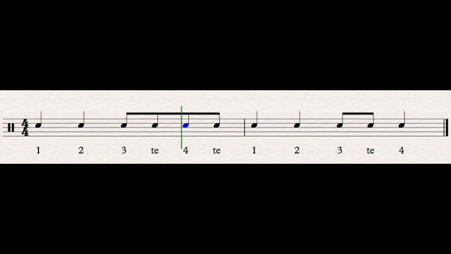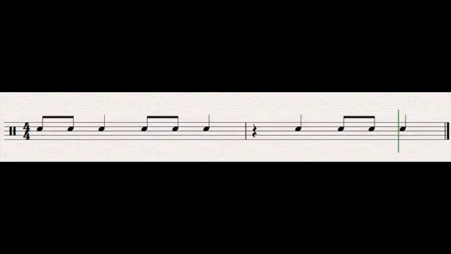Okay, last slide here. We're going to mix it up a little bit. Take a second, see if you can figure out how to count this one. So all I did was I mixed up the eighth notes a little bit, and I threw a rest in there. Take a second, try to count through it.